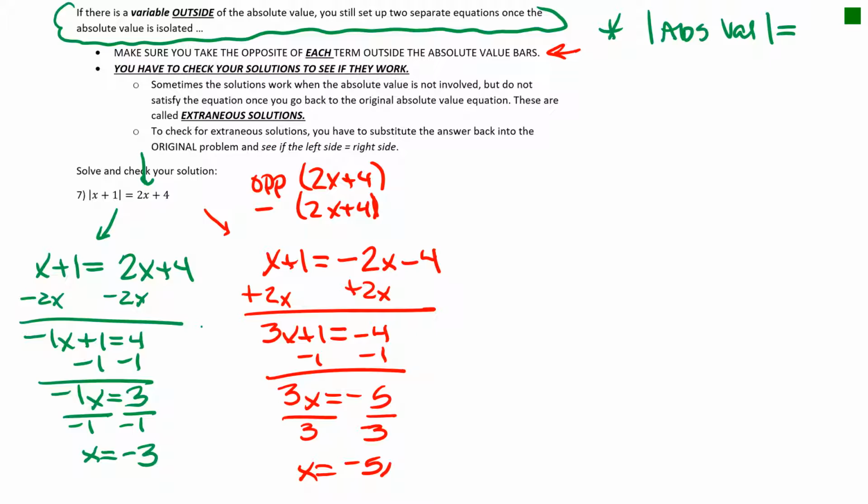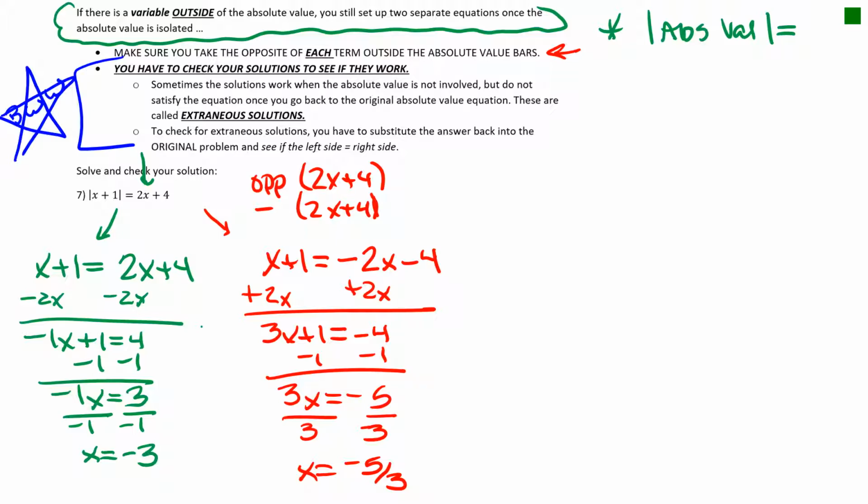At this point, do not move on. Here's the important thing right here. Let me get a new color. Let me introduce you to my dear friend, Mr. Biggie Wow Wow. This is the part that everybody messes up on. If you have an x outside, you have to check your solution to see if they work. You could get what is called an extraneous solution.